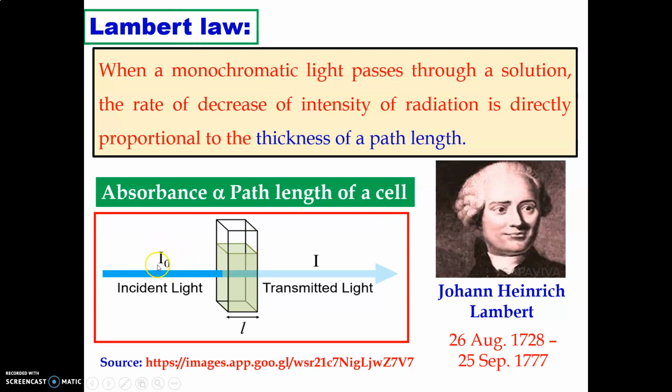And you can see, this is incident light, it is I0, and this is the transmitted light, you can say It. And this is the path length of a cuvette cell. So according to Lambert law, when an incident light passes through a solution, the absorbing species in a solution will absorb some radiation from the incident light. That actually depends on the path length or thickness. So this is Lambert law.